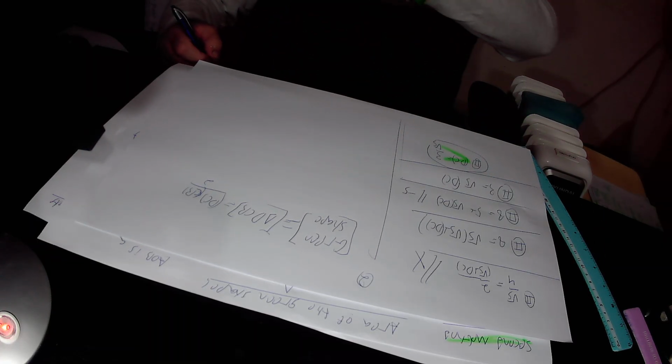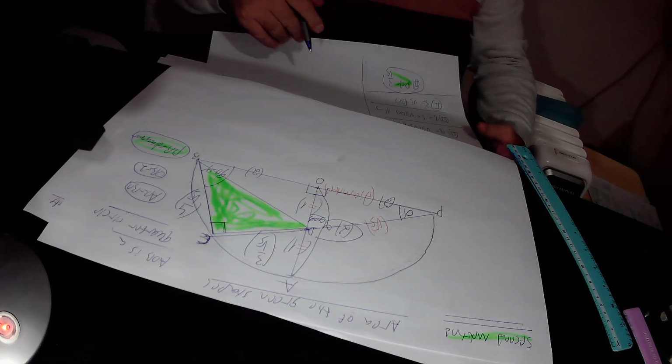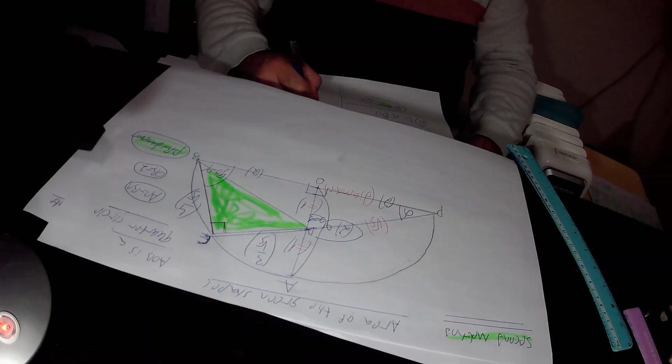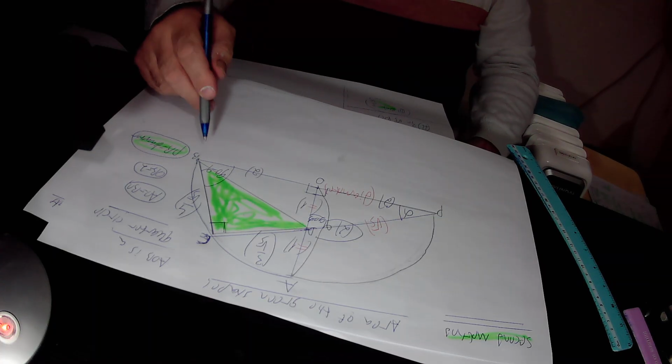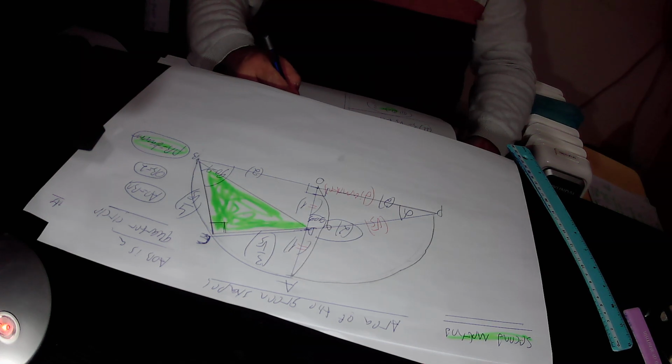And again, the area of the green shape is the area of the green triangle DCB, and the area of the green triangle DCB equals the base DC times the height CB over 2. DC is 3 over root 5 times CB. The height CB is 4 over root 5, divided by 2.